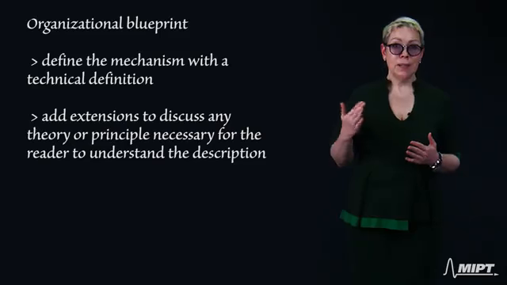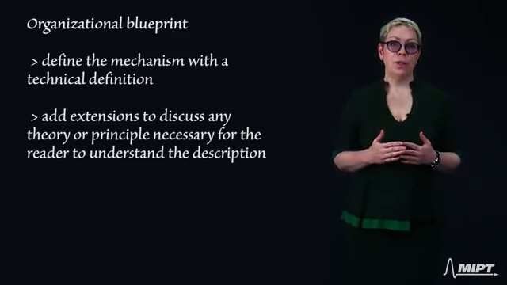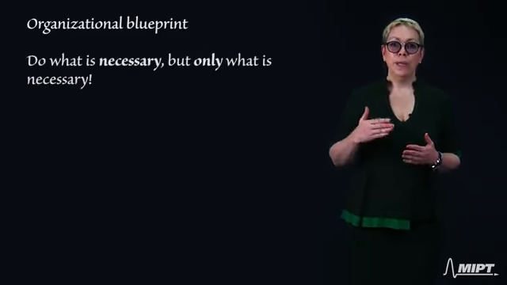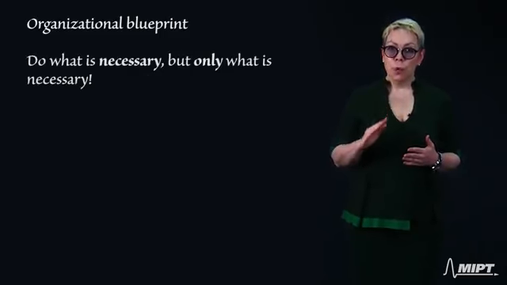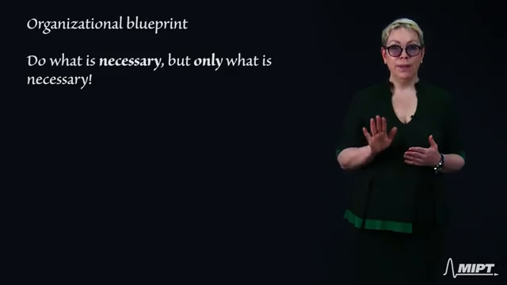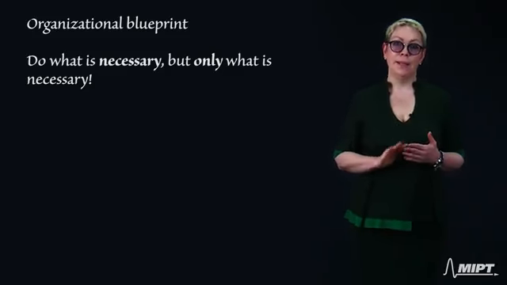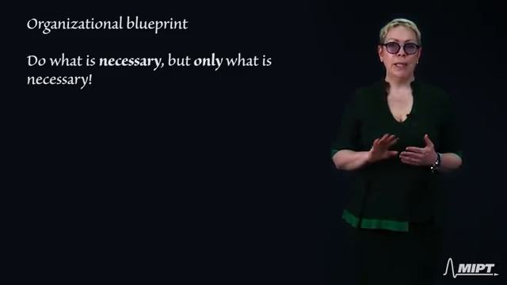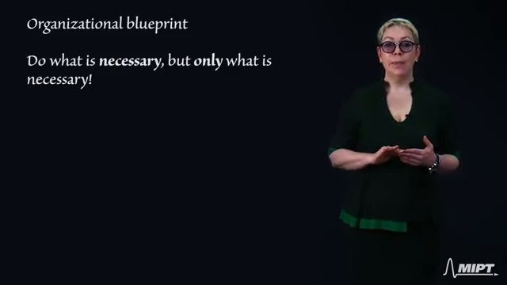So when you are discussing theory in a mechanism description, a good rule is to do what is necessary, but only what is necessary. Always make sure you add only what the reader needs for the purpose at hand. If the reader does not need any theory or operating principles, do not provide any.